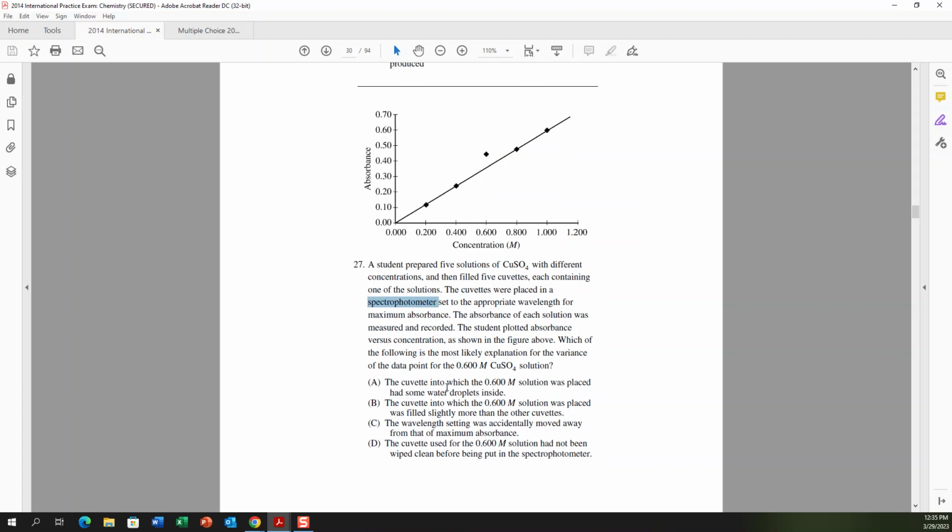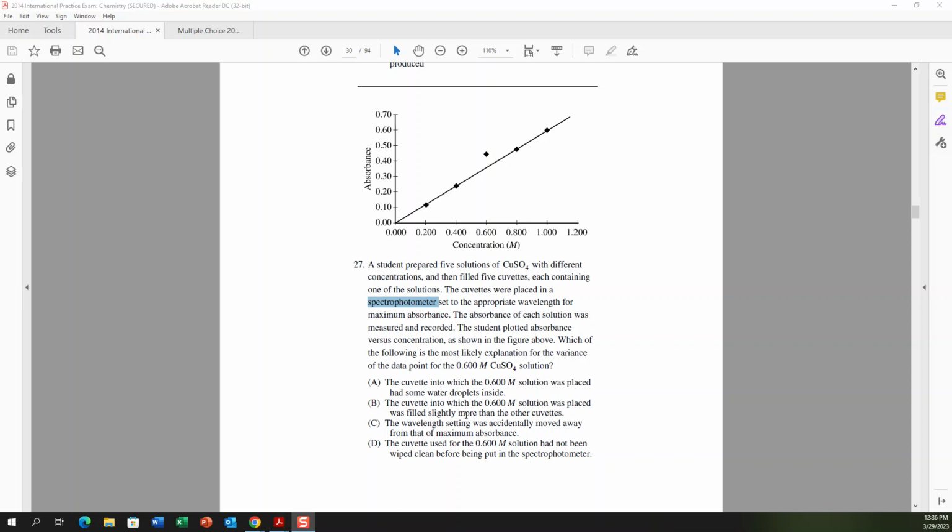All right. The cuvette into which this concentration was placed had some water droplets. No, that would dilute the concentration and you would get less absorbance. The cuvette was slightly more than the others. No, that wouldn't do anything.